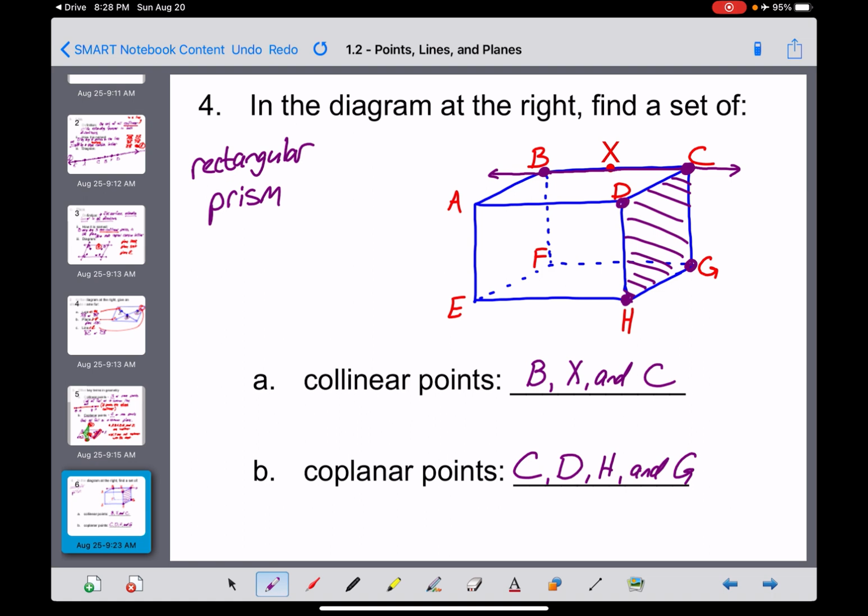Now that's one set of coplanar points. I do believe there's 5 others. There's a left side of this box, a front, a back, a top, and a bottom. I just picked one of them.